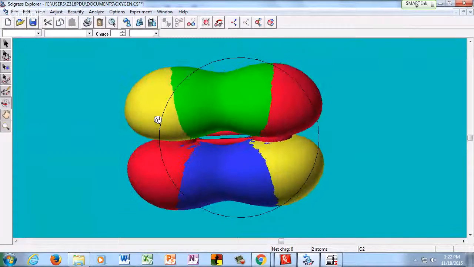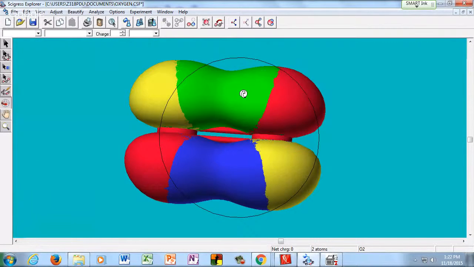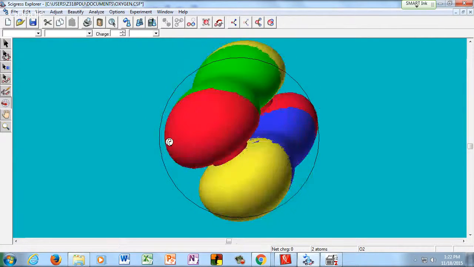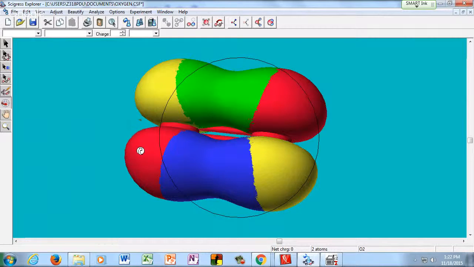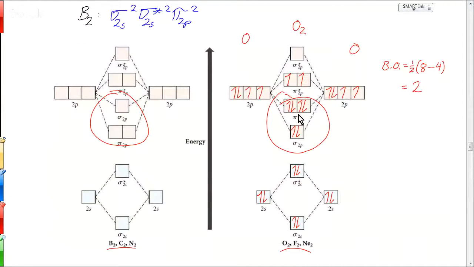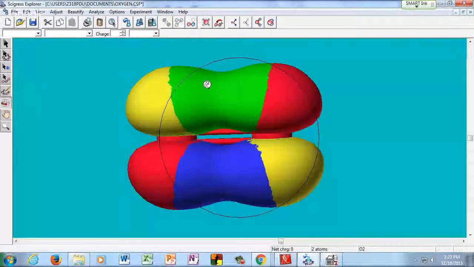So the transition here, you'll notice, is in the p orbitals. So it's going from the red and yellow to the blue and green. Or I'm sorry, from the blue and green to the red and yellow. The blue and green is a bonding orbital. And the red and yellow is an antibonding orbital. I believe that's what's happening here anyway. So that tells us that we're promoting from pi to pi star. There's our pi orbital, the blue and green. There's our antibonding, the pi star.